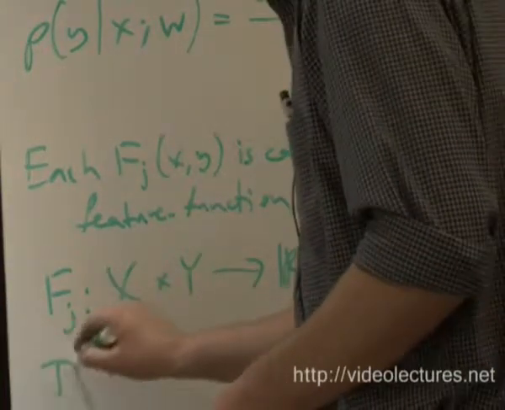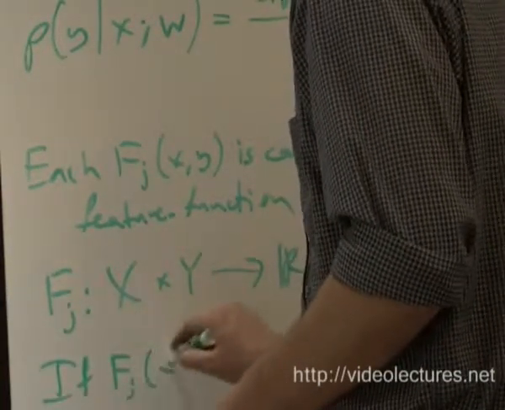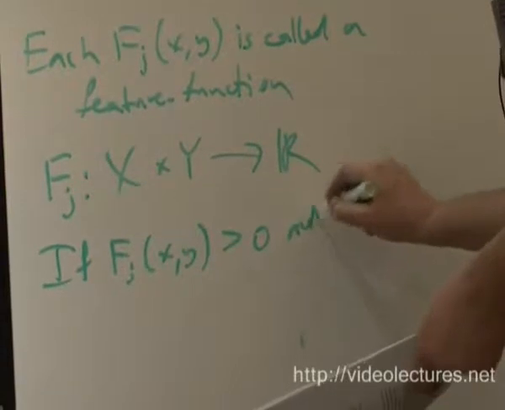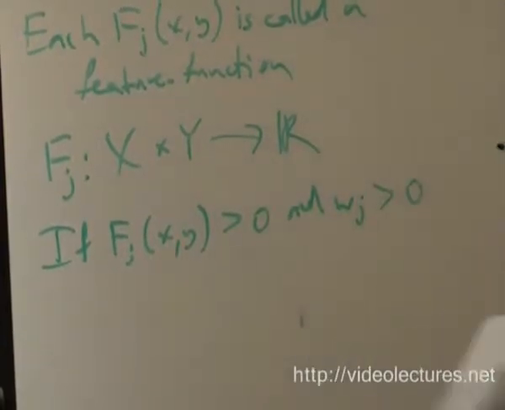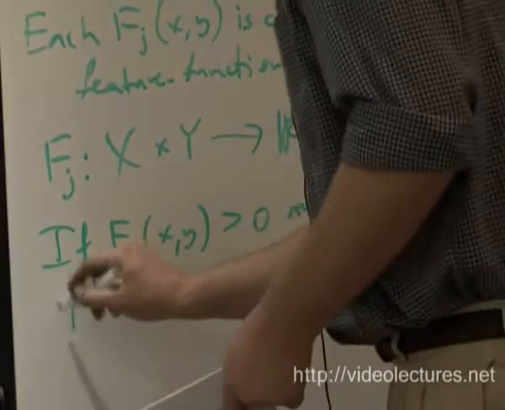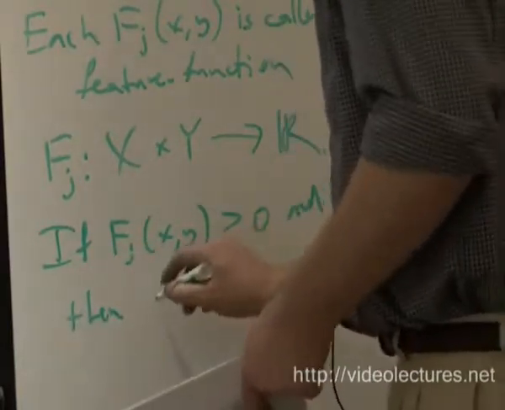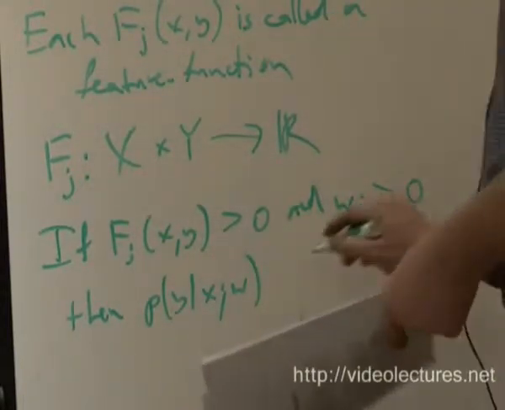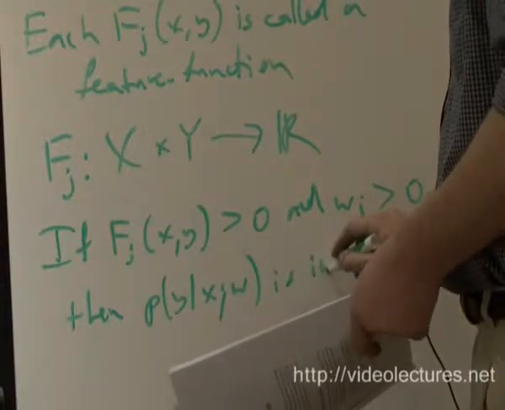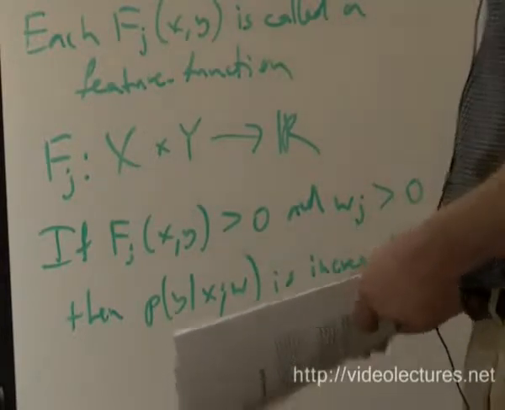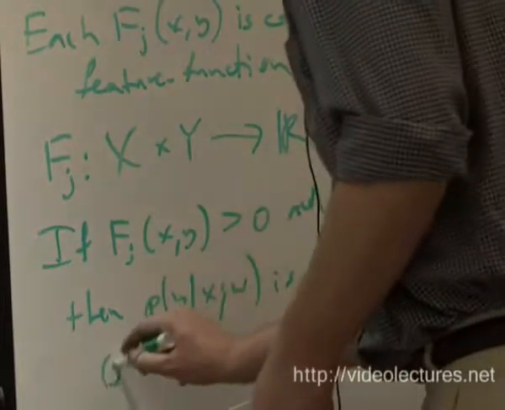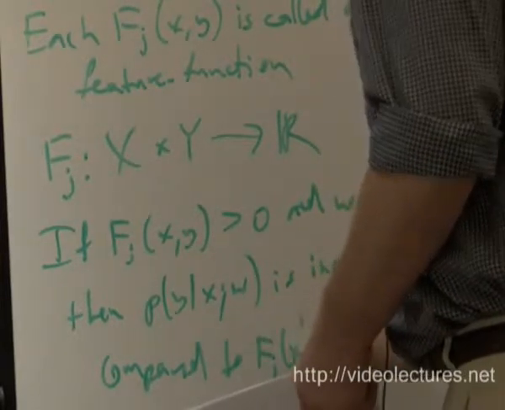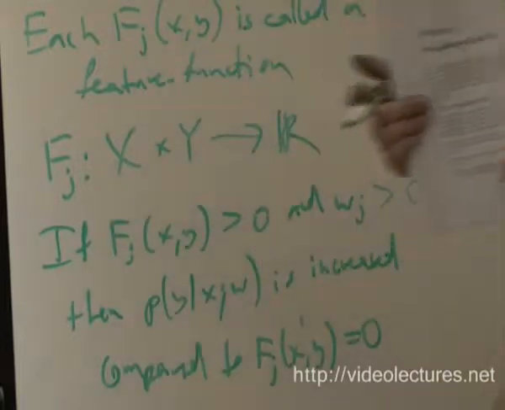Notice, if fj of x and y is greater than 0 and wj is greater than 0, then p of y given x, w is increased, compared to fj of x and y equals 0.